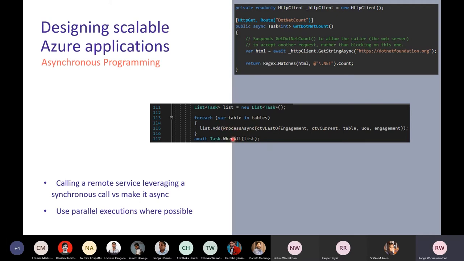What degree of parallelism, we don't know. That's up to the environment to decide. For example, if you have 20 tables, we do not know whether all 20 will be carried out in parallel at once, or maybe 5 at once. So it's up to the server to decide based on its thread pool availability.